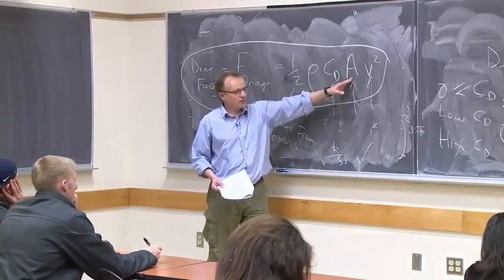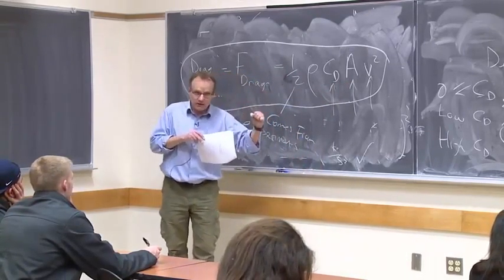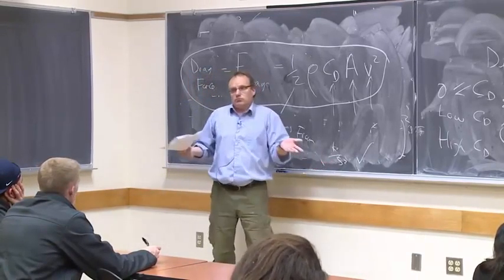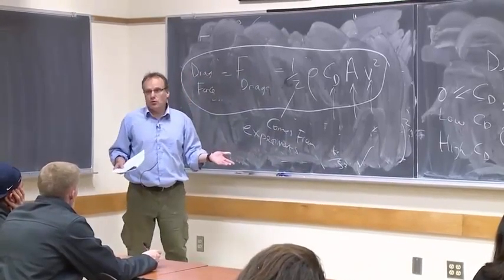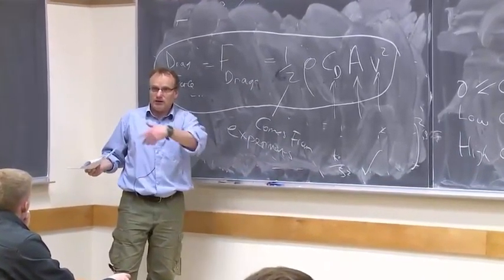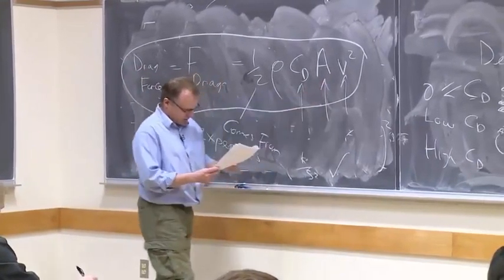A, you have to estimate his cross-sectional area when he's lying down. So if he's lying down on the train, his cross-sectional area, maybe it's half a meter by a quarter. Maybe it's an eighth of a meter squared, something like that. But that's the kind of thing that you get used to doing, okay? And the velocity would be typical velocity of a train.